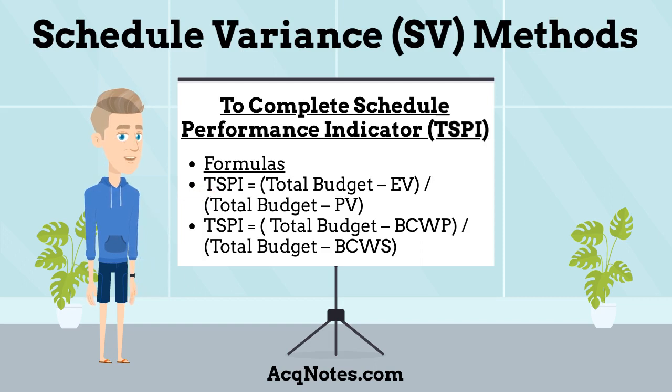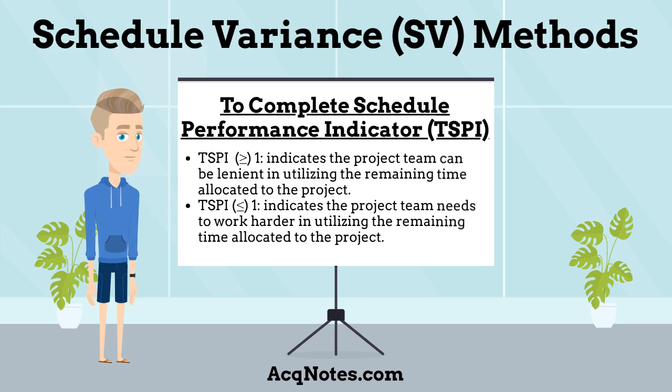The final schedule variance method is to complete schedule performance indicator, TSPI. TSPI is an index showing the efficiency at which the remaining time on the project should be utilized. This can be calculated using the following formulas listed here. These formulas give the efficiency at which the project team should utilize the remaining time allocated for the project. The results are: TSPI, greater than or equal to 1, indicates the project team can be lenient in utilizing the remaining time allocated to the project. TSPI, less than or equal to 1, indicates the project team needs to work harder in utilizing the remaining time allocated to the project.